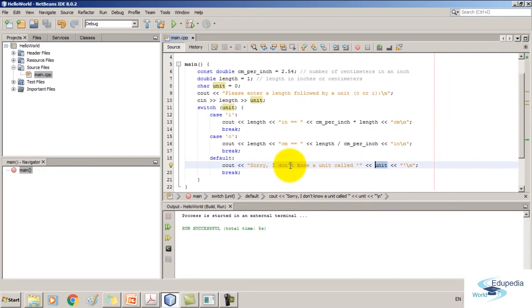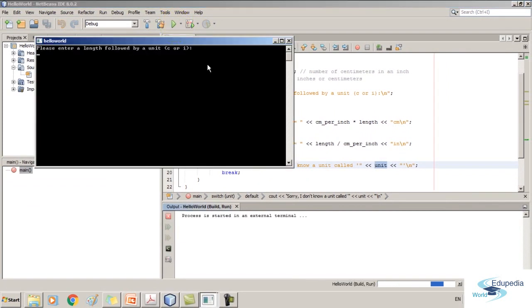Now let's try to execute this program and see what would happen. I'm going to say 1 inch and I expect the value 2.54 centimeters. Let's see by pressing the enter key, and I got the output 2.54 centimeters.